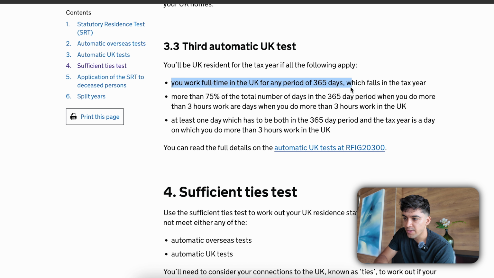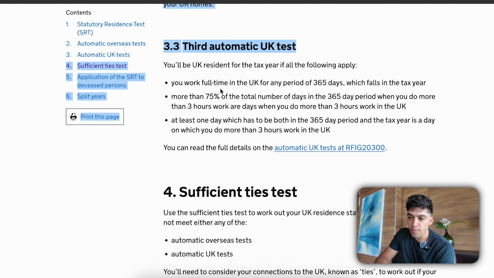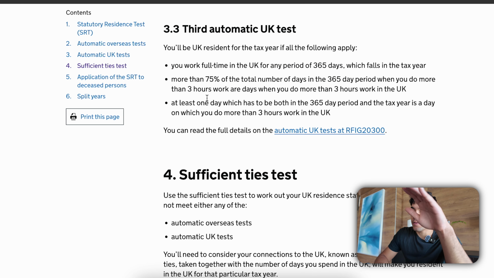You work full-time in the UK for any period of 365 days. Again, you've got an online business. This is not true. Scrap this test, you don't meet this one as well. Let's say you don't meet any of the top tests.